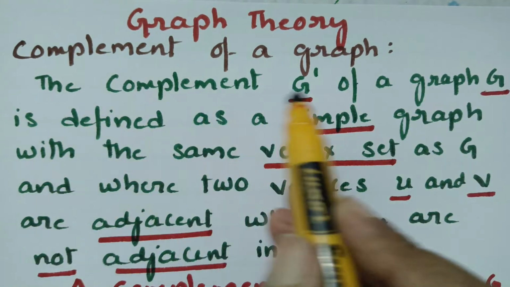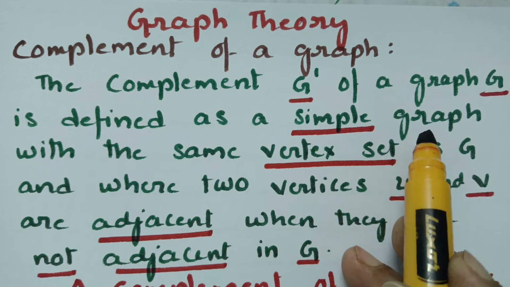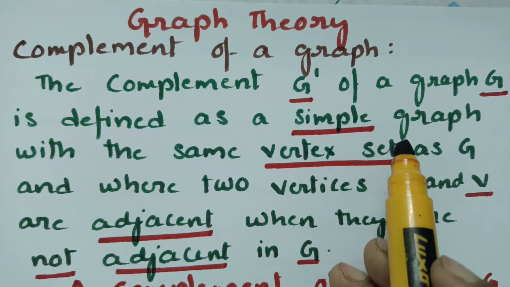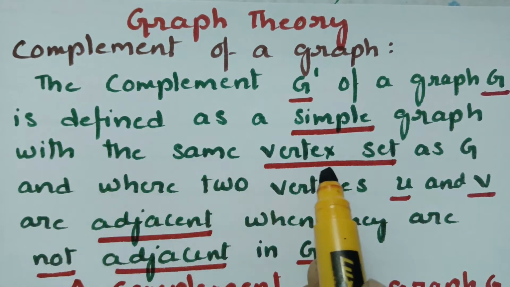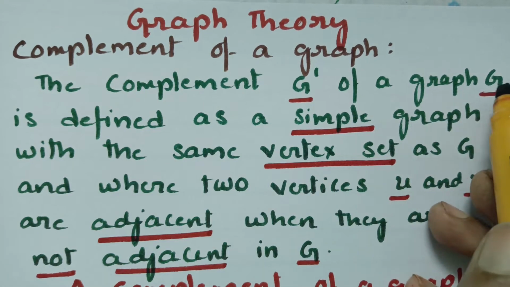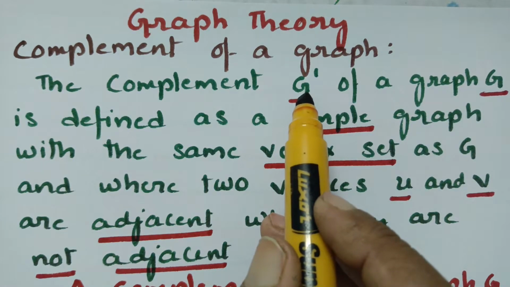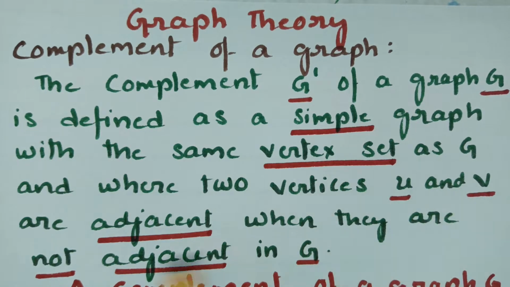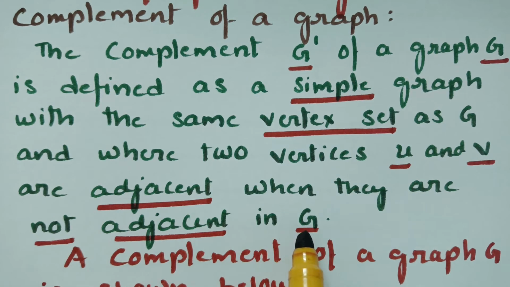See here, a complement G dash of a graph G is defined as a simple graph. So what is a simple graph? A graph which does not have loops or parallel edges is called a simple graph, with the same vertex set. So whatever vertex set you have in graph G, you have to maintain the same vertex set in G dash also. And two vertices U and V are adjacent in G dash if they are not adjacent in G. See here, I'll explain with an example.